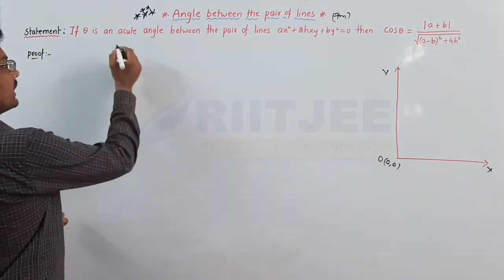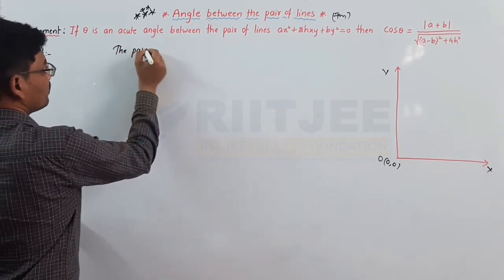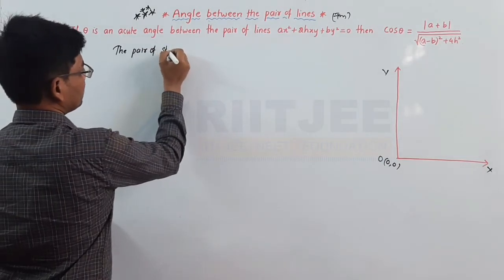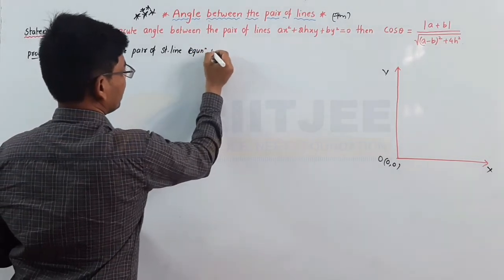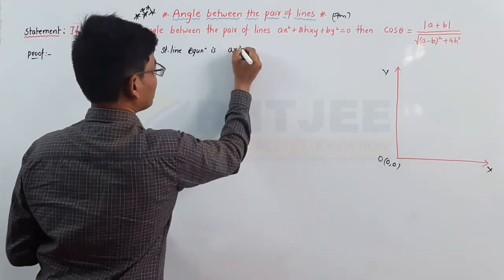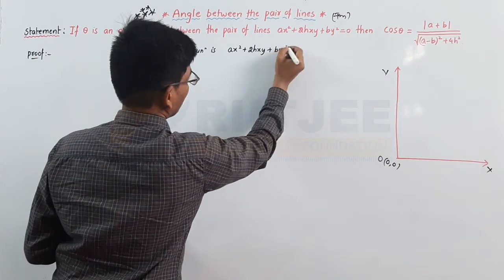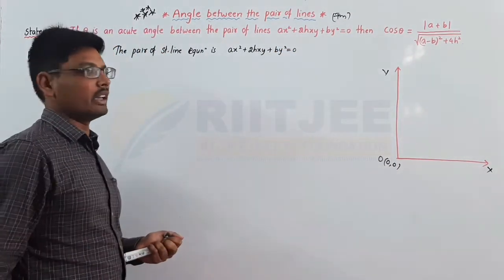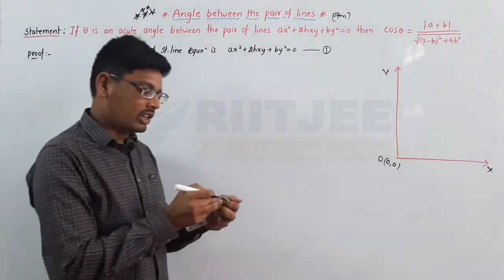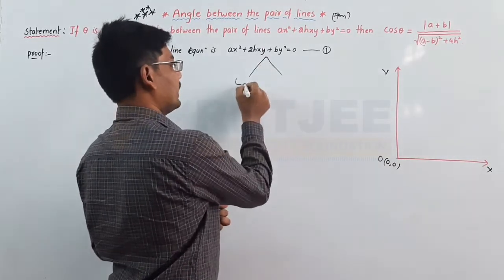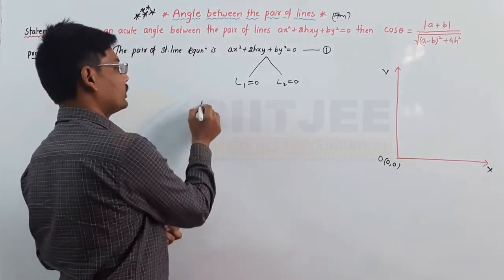Given the pair of straight lines equation is ax square plus 2hxy plus by square is equal to 0. This can be considered as equation number 1. This is nothing but the combination of two lines, that is L1 is equal to 0 and L2 is equal to 0. These two lines are passing through the origin.